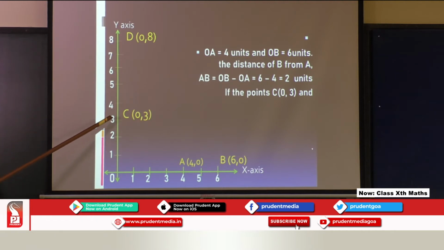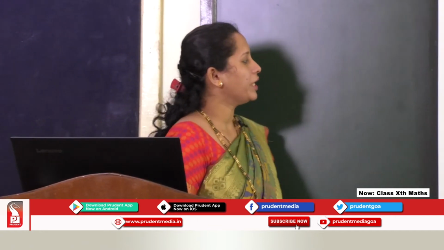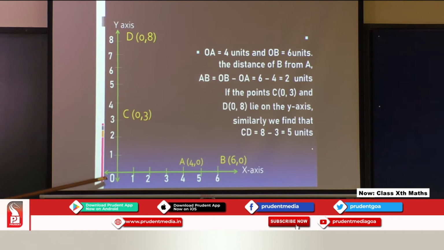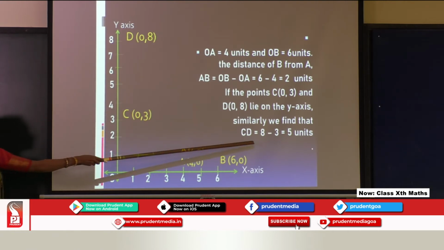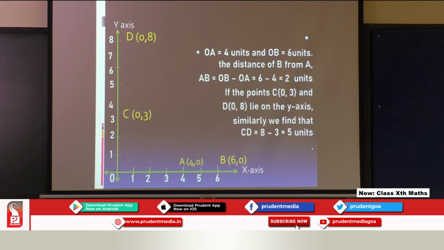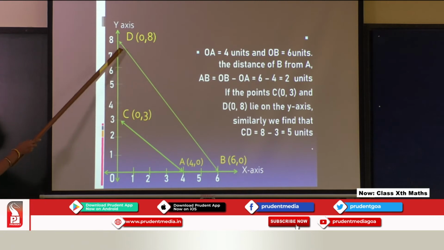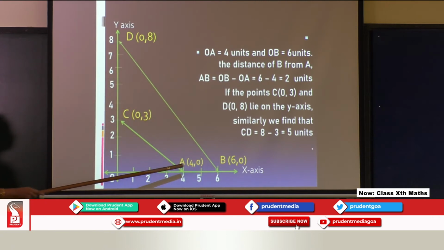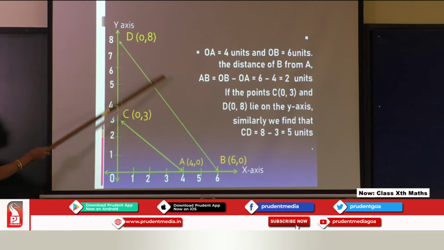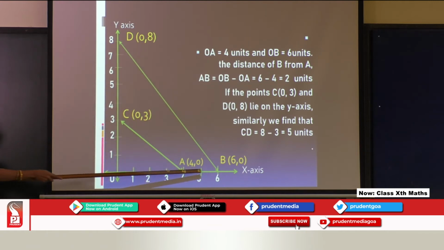So to find the distance CD, we have to subtract OD minus OC. So OD is equal to 8 and OC is equal to 3. So 8 minus 3 is equal to 5 units. Now we have joined this line from C to A and from D to B. So now we get this distance again here, CD and BD.